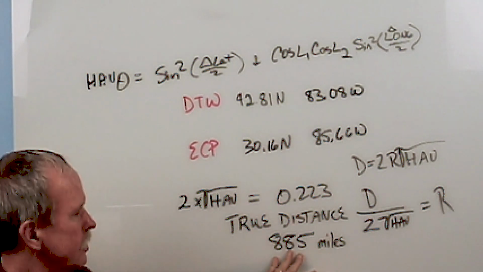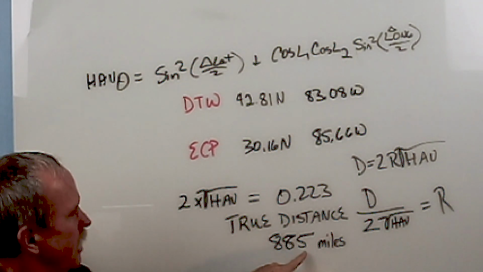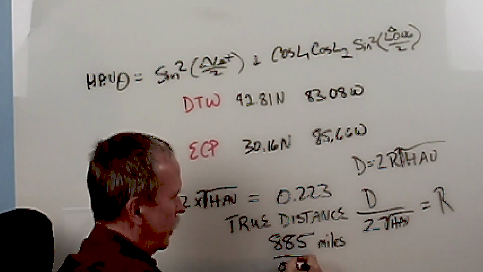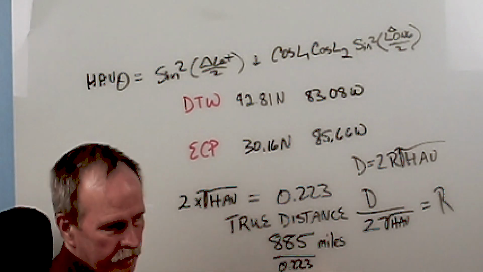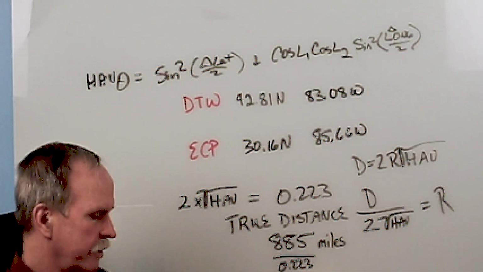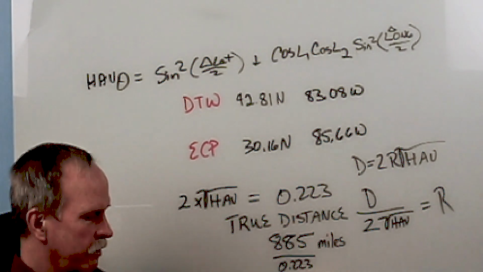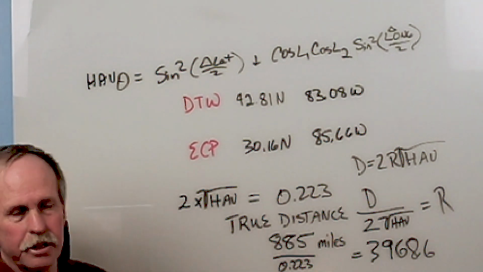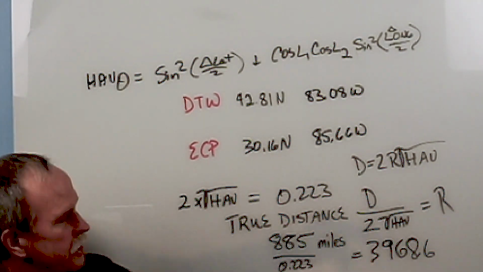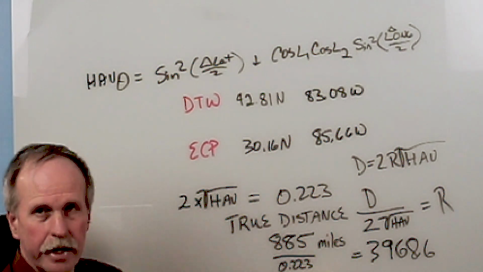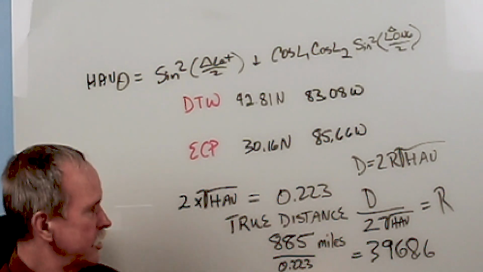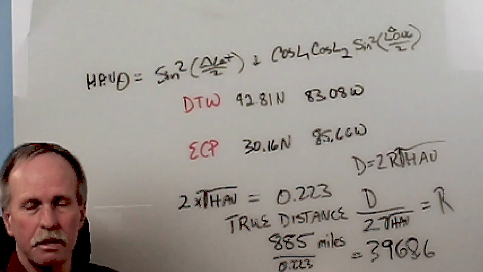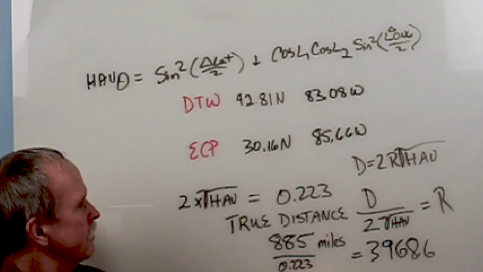Now, the true distance between those 2 points is measured at 885 miles. We divide that by 0.223, and we should come up with the radius of the Earth. Let's see how well it agrees with our other radiuses of the Earth. To 5 significant digits, which is being a little generous, I get 3968.6. The true radius of the Earth is 3959, so we are 9.6 miles off, simply by looking at the distance between 2 points on the Earth and using the haversine equation.